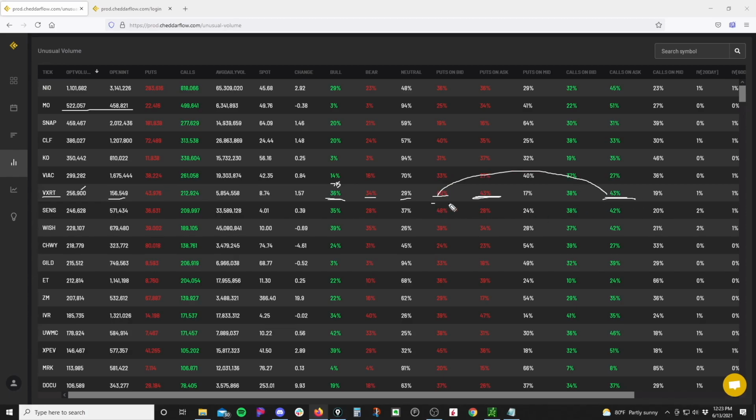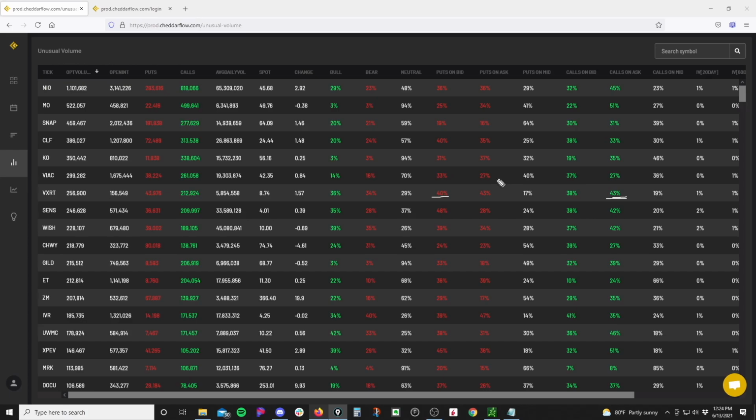43% on the ask, 40% on the bid. And remember, puts sold on the bid is a bullish bet. Calls bought on the ask is a bullish bet, and that's what I'm looking for here. Now, I don't want to allow you to make erroneous inferences here. Just by looking at these numbers, I'm not saying this is 100% bullish activity and that is 100% bearish activity. These are just cursory inferences.